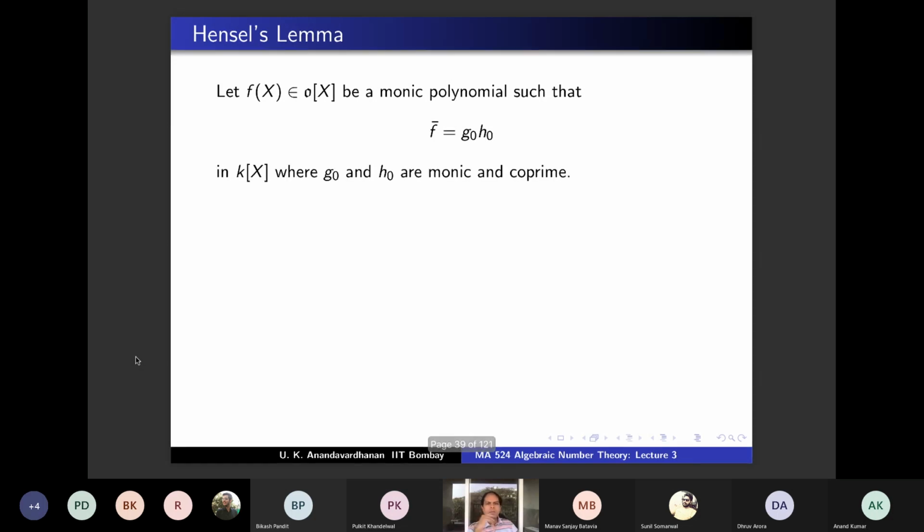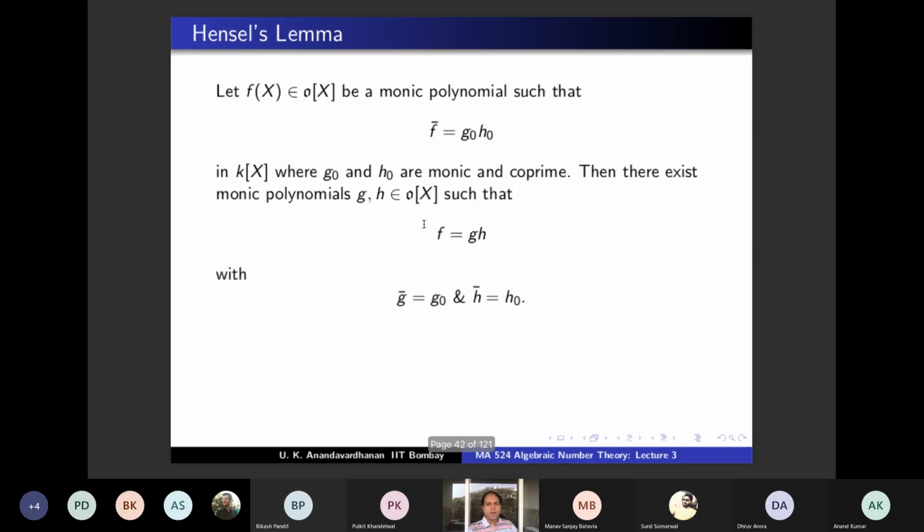so that g0 bar, h0 bar are coprime. G0 and h0 are already in k[x]. Suppose they are monic and coprime. Then you can lift this. So this is a lifting lemma. You can lift and you can get monic polynomials g and h in O[x] such that f equals gh, and g bar is g0 and h bar is h0.